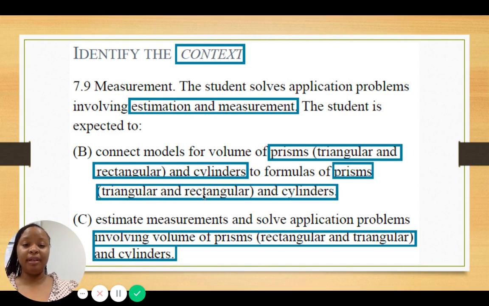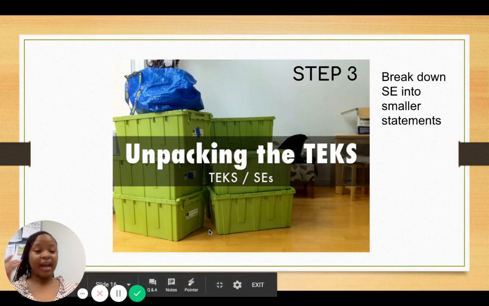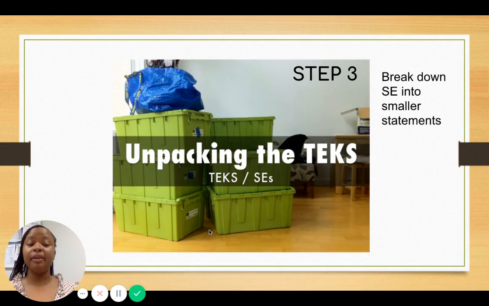All this work needs to be within this parameter. It's my situation. What am I estimating? I'm estimating measurements. I'm solving application problems. And these are all involving volume of prisms and cylinders. So from there, I have pretty much my whole lesson. I could really start creating my lesson. But the next step helps me focus even more, because what I'm going to do is I'm going to break down my SEs into smaller statements.